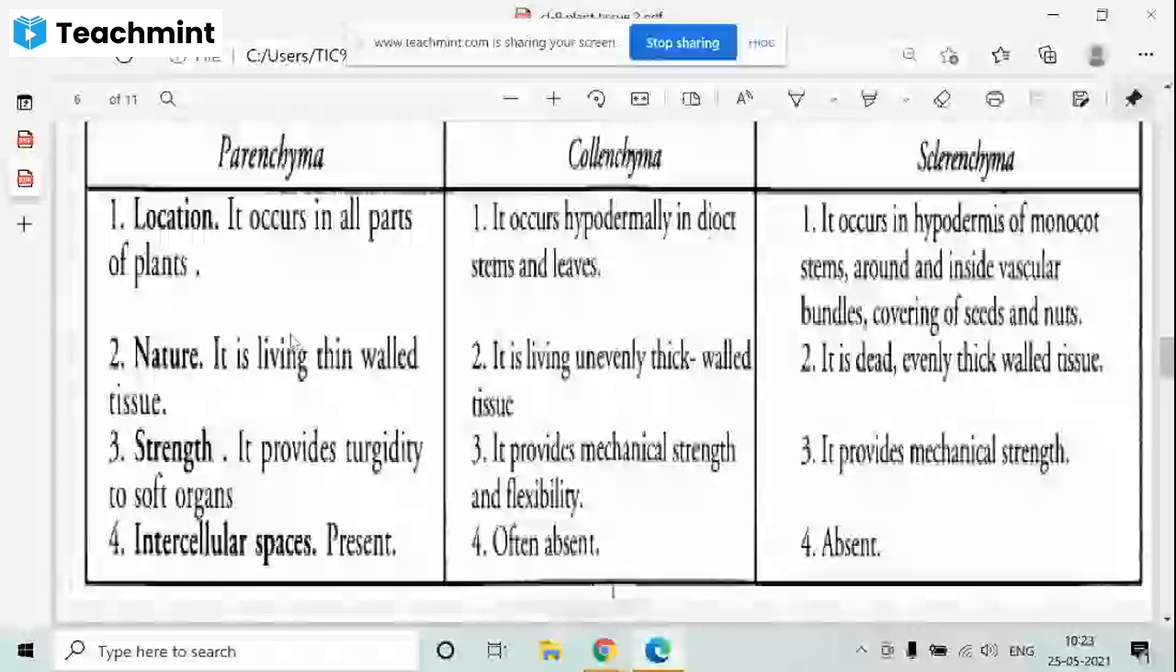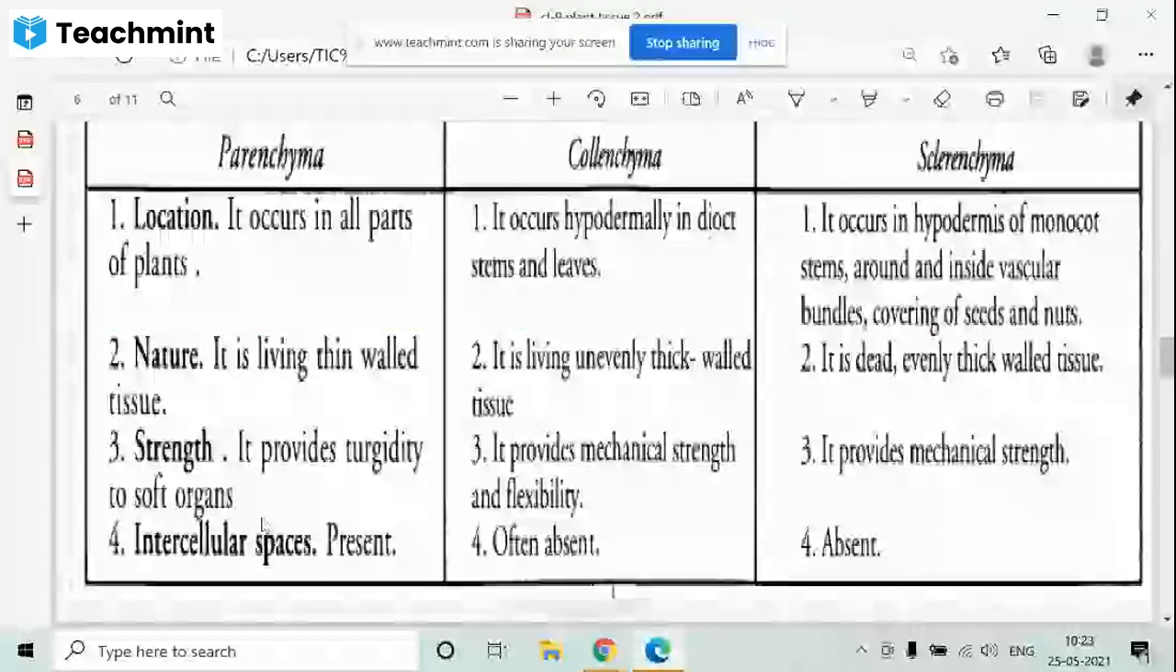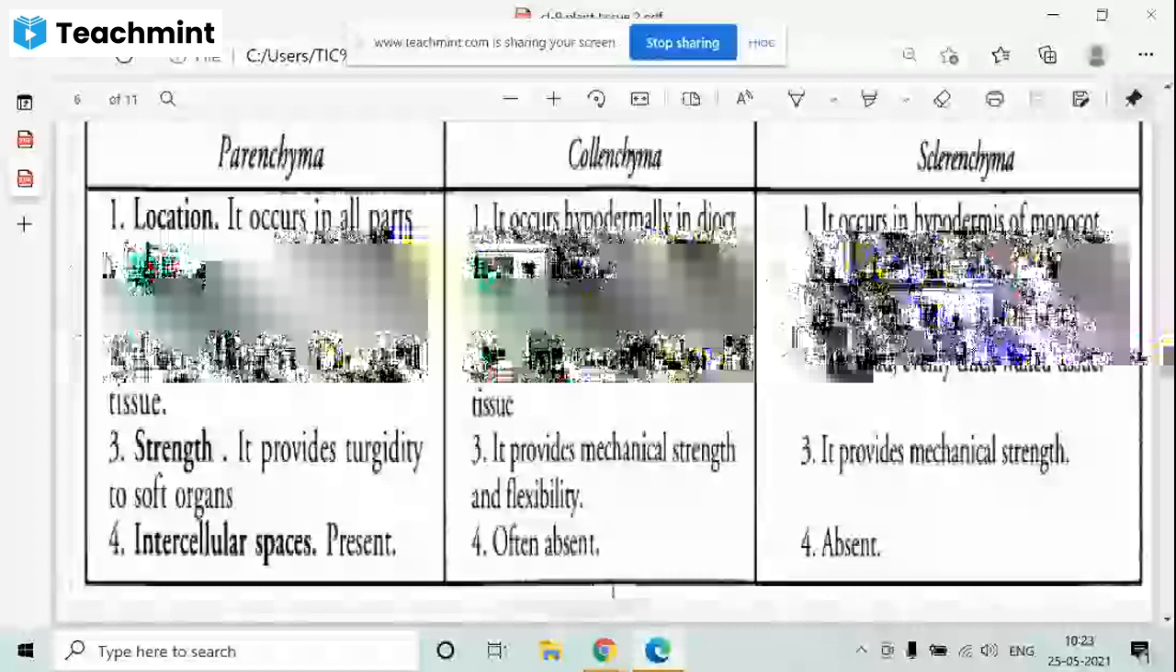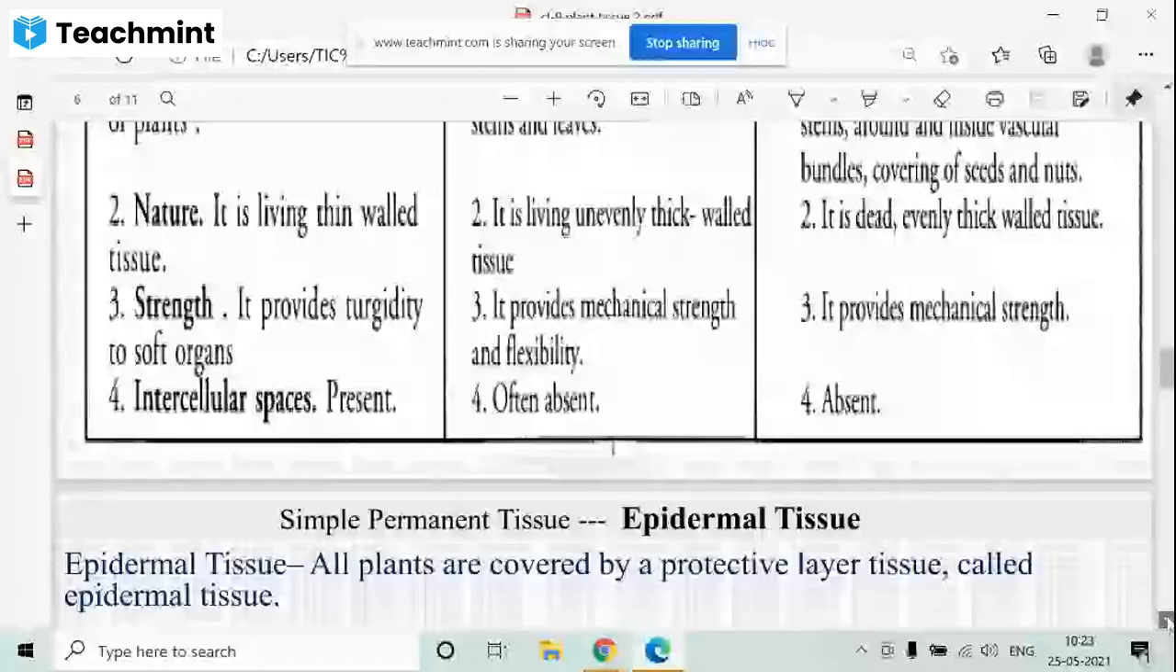Okay. Now these are the differences given: nature, living, thin wall tissues, unevenly thickened. The tissue is dead, very thick walled, with strength. It provides rigidity to the soft organs. It becomes mechanical strength. Intercellular space present, absent, absent. Clear? Is it clear? Parenchyma, collenchyma, and sclerenchyma tissue differences. Go through it. This is for your self-study.